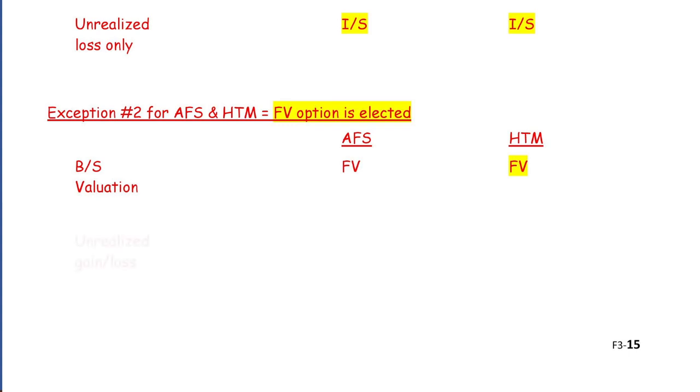Talking about unrealized gains or losses. Now, if the fair value option is elected, that means that the securities need to be at fair value on the balance sheet, and any gains or losses, whether realized or unrealized, need to be recorded through net income, recorded on the income statement. So write I/S for AFS and I/S for HTM and highlight these.